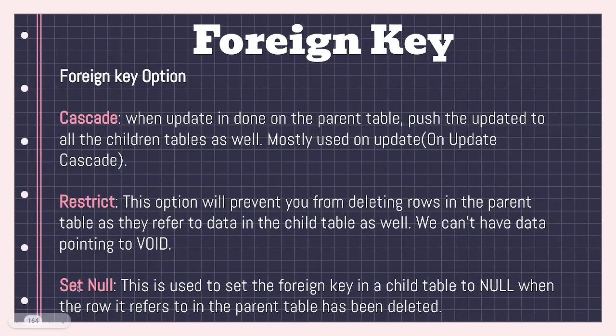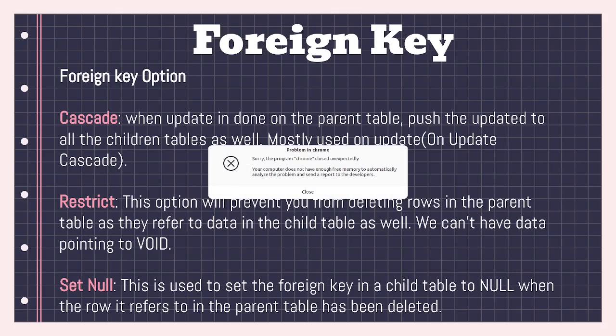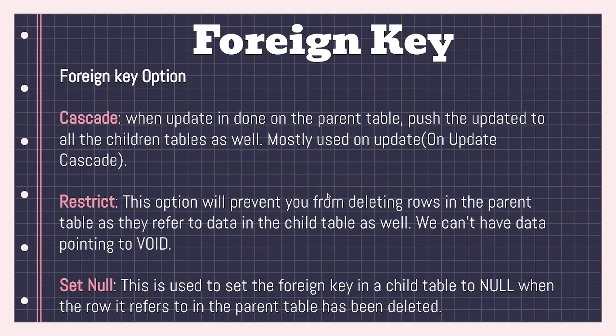And also we have the null value. So set null basically means that whenever a record in a parent is being referred to by a child entity, whenever that record in the parent entity is deleted, then set the record within the child entity to be null. So sorry for that, let me just close that. So that's basically what it means, right? Whenever you have a record in the parent table and that record is deleted, set the record within the child table to become null.